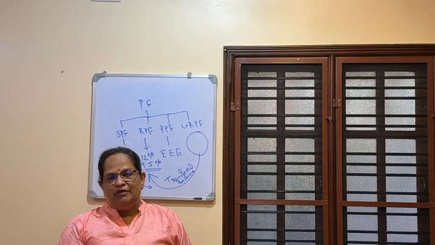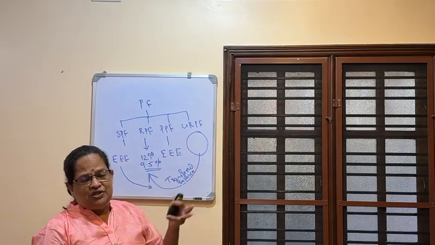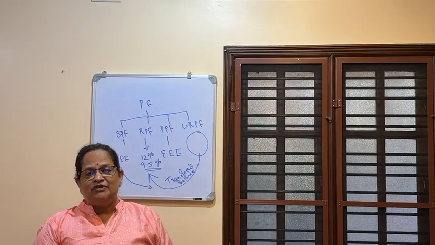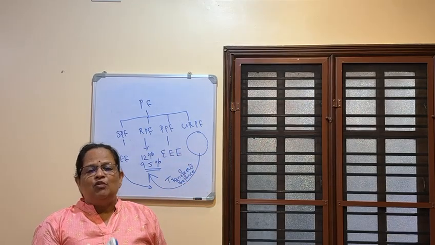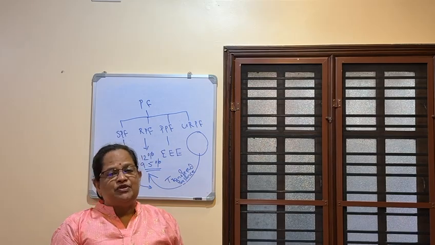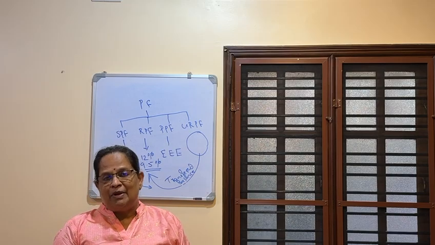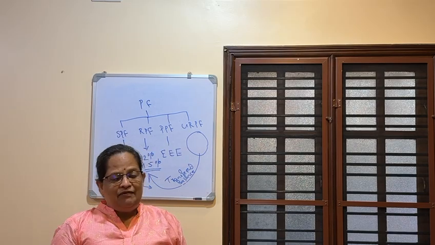Now what is public provident fund? These 3 provident funds are for people working in an organization: statutory provident fund, recognized provident fund, unrecognized provident fund. Now what about self-employed people? Those people who are doing business, those who are doing professions. So for them, the government has allowed the public provident fund to encourage the saving mentality.